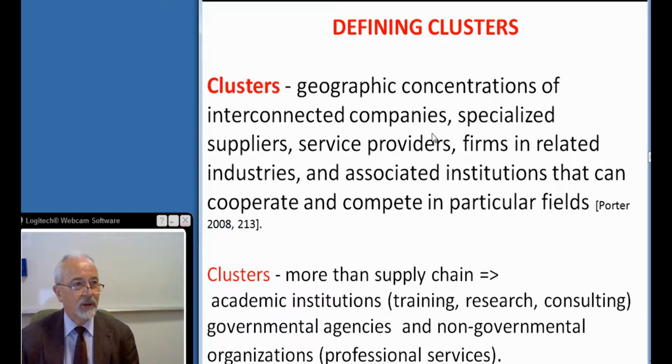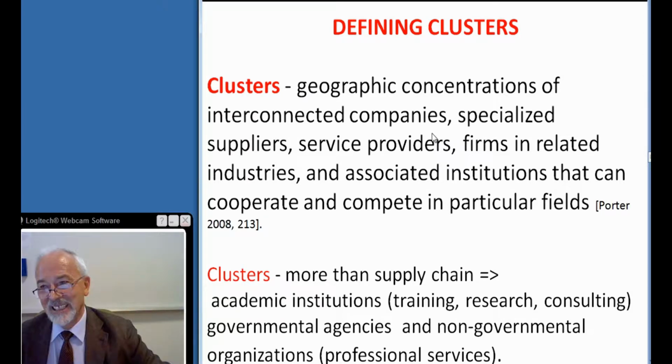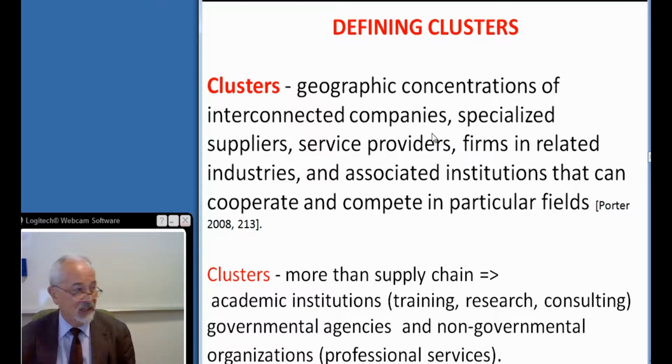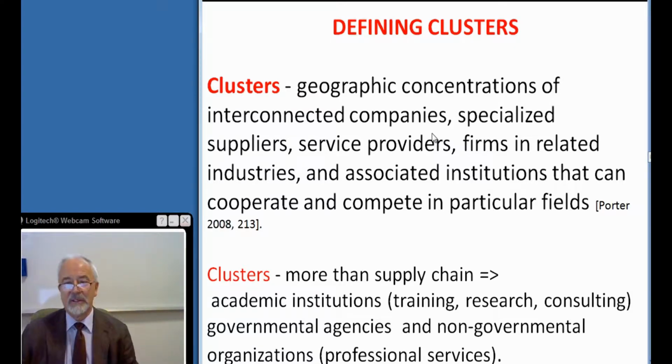So the cluster phenomenon is quite old, and we see the first clusters appearing in medieval times in Italy. The shoe industry, somebody was talking about shoes yesterday, and the design and fashion industries are good examples of this. In fact, one of the gurus of industrial clusters, Michael Porter, did his research in Italy, observing the development of industrial clusters. So there is not only geographical concentration of interconnected companies, suppliers, distributors, service providers, but also academia, research, and all types of associated institutions, like those setting standards, and financial institutions. So they are working in a particular field.